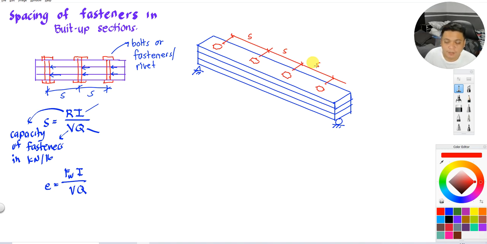Okay? So, para mas maunawaan natin siya, let's give a sample problem. Okay? So, this is a sample problem from Cusalas.